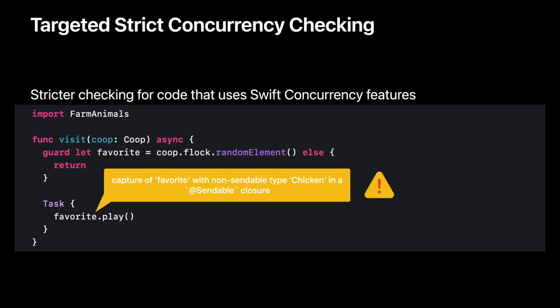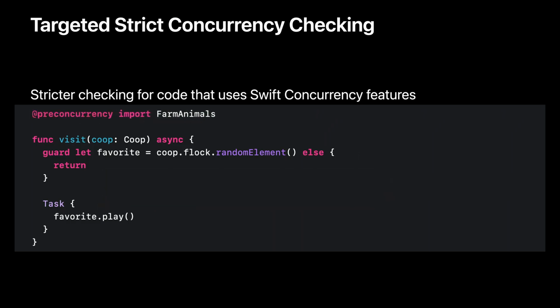Sometimes the non-sendable types you use come from another module. Perhaps it's some package that hasn't been updated for sendable yet, or even your own module that you just haven't gotten around to. For those, you can temporarily disable the sendable warnings for types that come from that module using the preconcurrency attribute. This will silence sendable warnings for the chicken type within this source file.